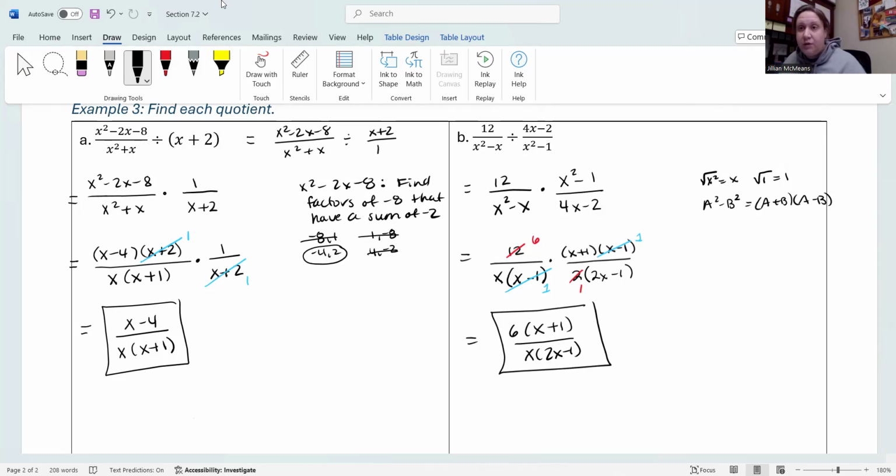So that's it. Last up, we've got one more video where we'll look at one problem that's kind of mixed multiplication and division.